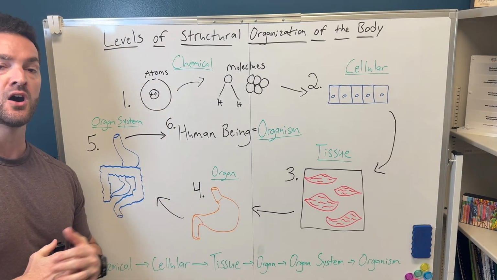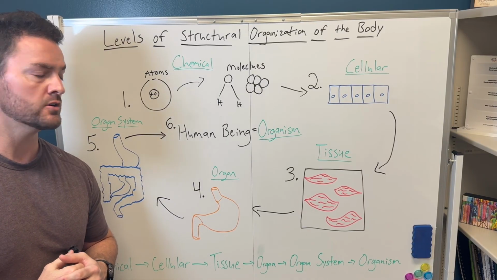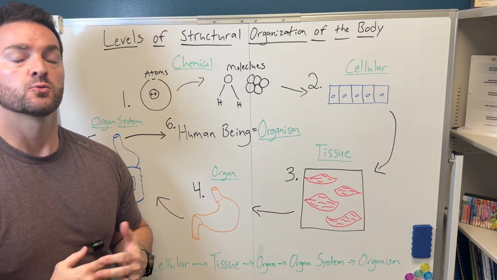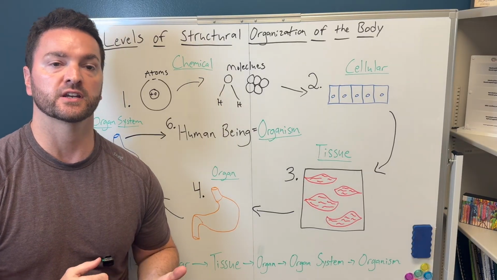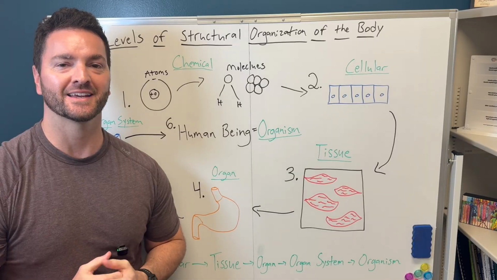All right, when you put all of these different structural organizations of the body together, of course we create the human being, which lastly we consider is the organism. So these are the levels of structural organization of the body, and I hope that helped.